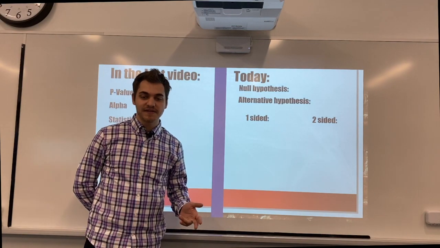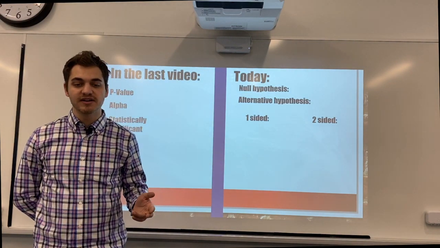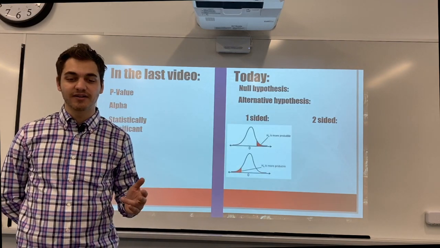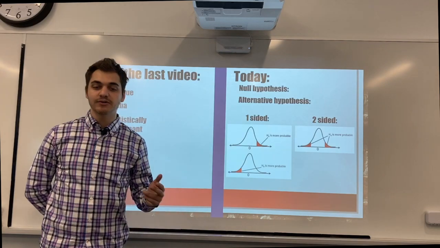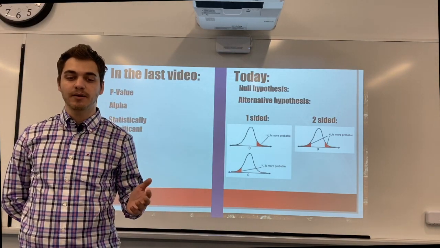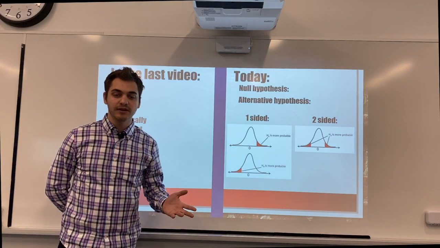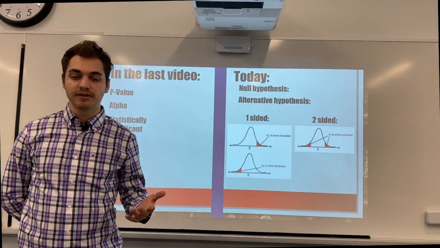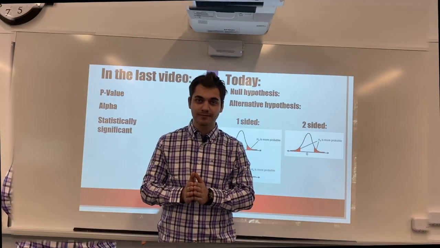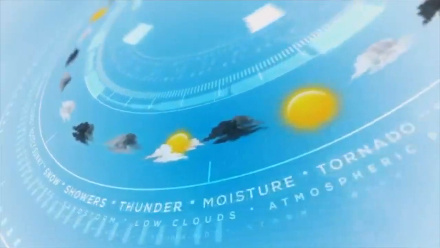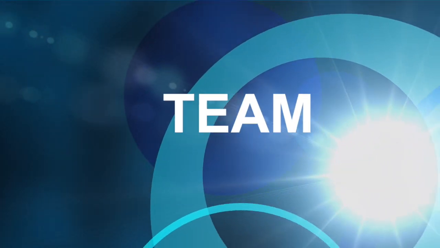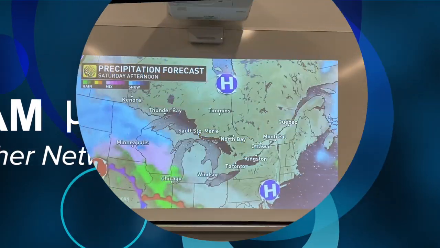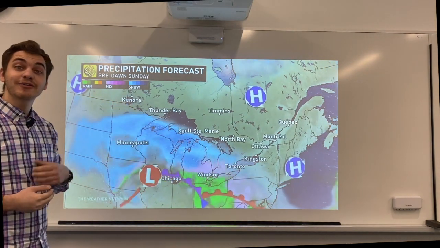The one-sided hypothesis claims that a parameter is either larger or smaller than the value given by the null hypothesis, whereas a two-sided hypothesis claims that a parameter is simply not equal to the value given by the null hypothesis. Now to the news.